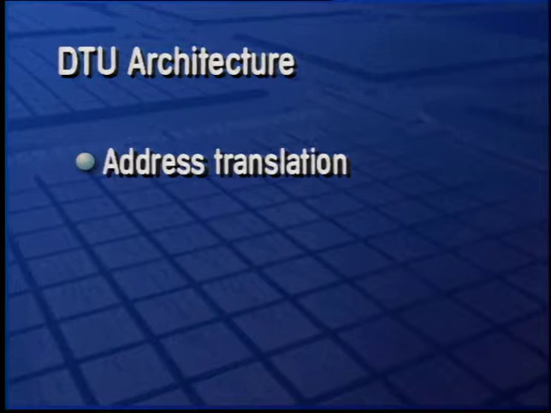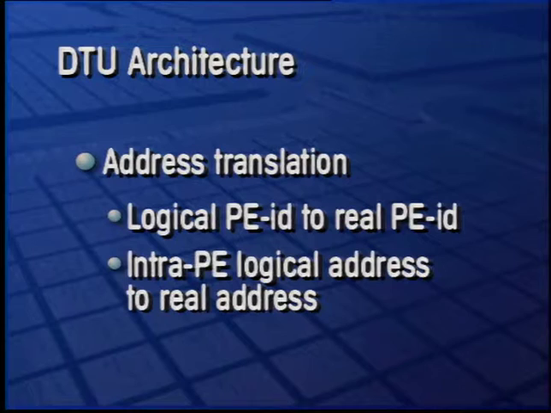It should be noted that while the scalar unit can only recognize a local address space within a processing element, DTU, on the other hand, can recognize both the local address space and the global address space. DTU receives such information as logical PEID and logical address within that processor from the Fortran runtime system, and converts them to real PEID and real address within that processing element.